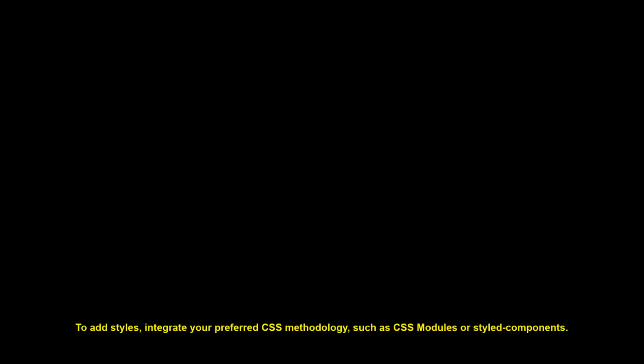To add styles, integrate your preferred CSS methodology, such as CSS modules or styled components. You can also configure Storybook add-ons for enhanced functionality. To install an add-on, run npm install followed by the add-on package name.